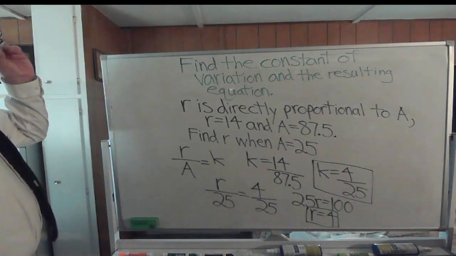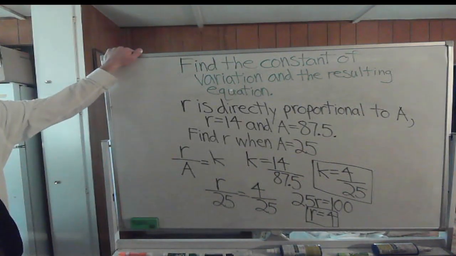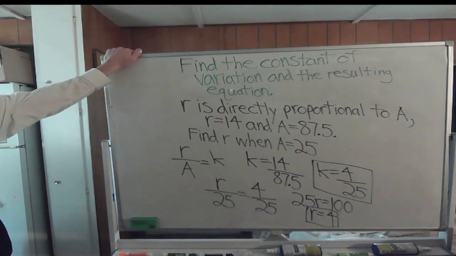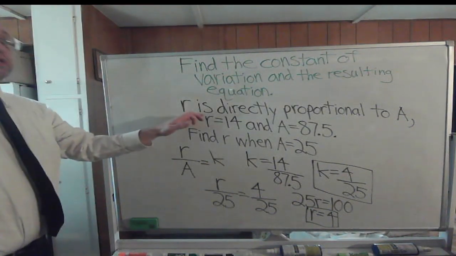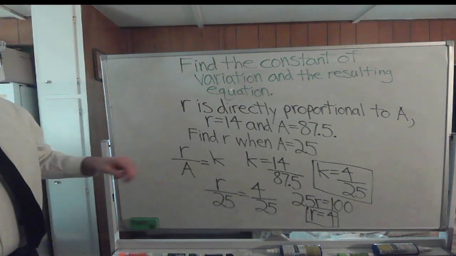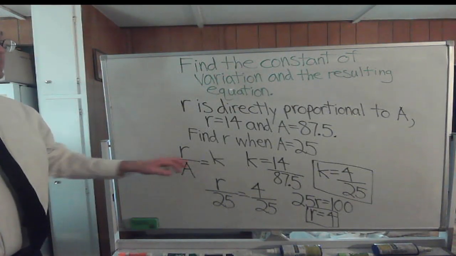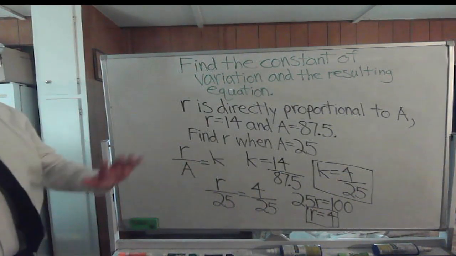So starting with these problems, you're always going to set up your equation. If it varies directly, that means it's going to be something in the form of y equals kx or t equals ks. Very similar setup. If it varies proportionally, that means you're going to take r over a and set that equal to your constant of variation.